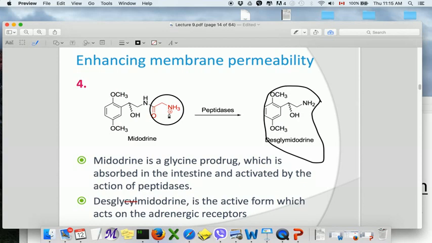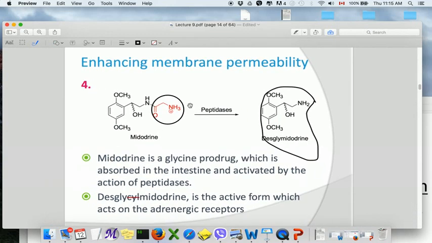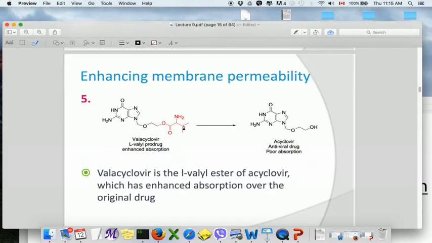So the whole idea is that we're attaching this because we want the receptor or the transporter to recognize this amino acid, so it will transport the whole molecule inside the body. And then any peptidase inside the body would break it and release the active molecule. So the trick is to connect my molecule to one of the small amino acids. Like here, for example, glycine. And here, for example, we add valine. It's just an amino acid.